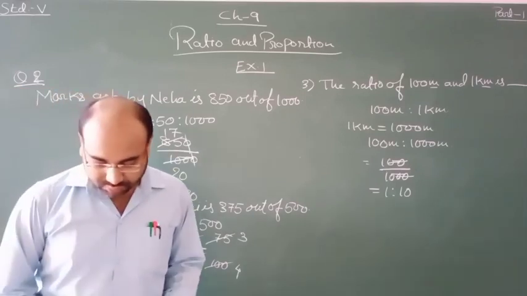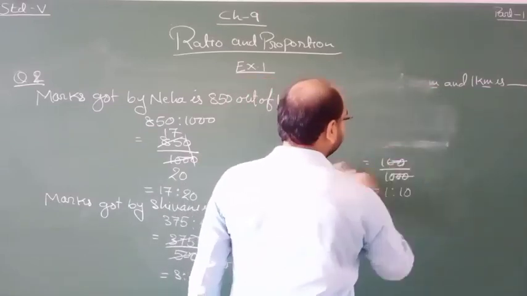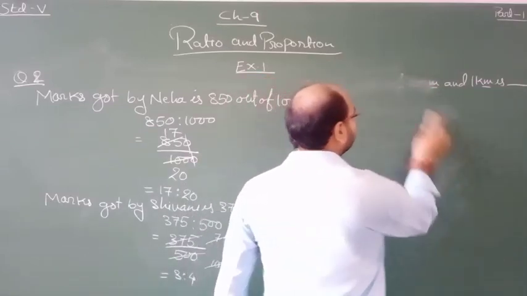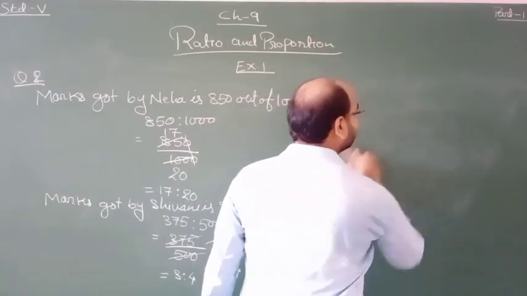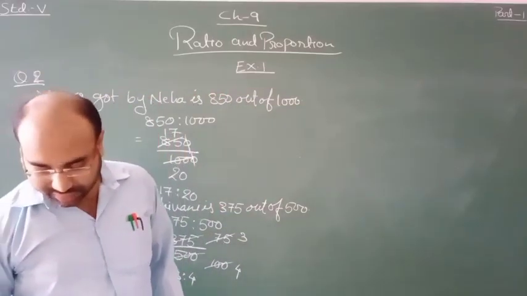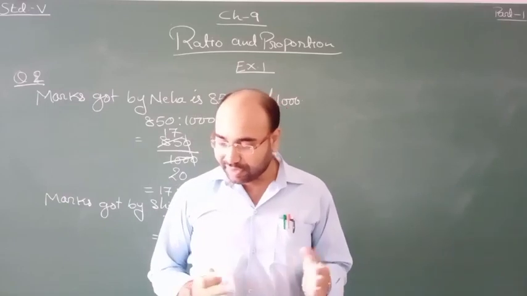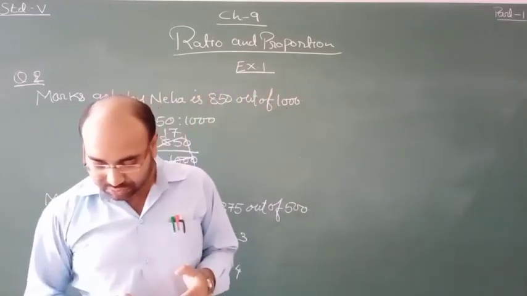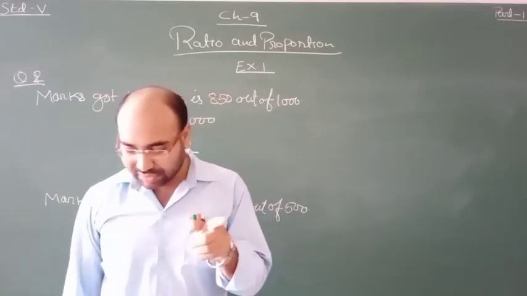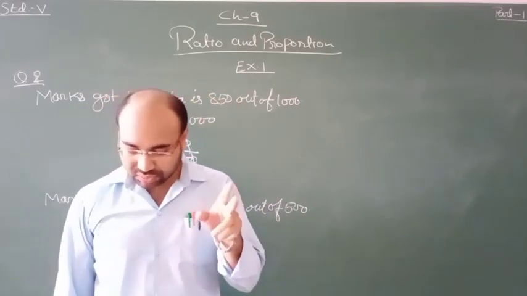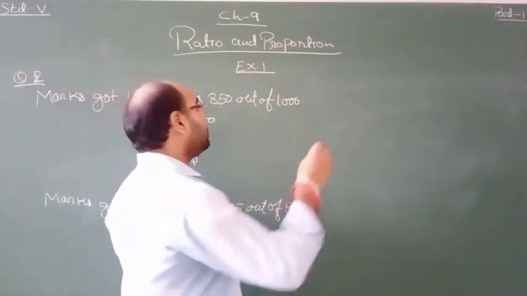Now let us move to question number 3. In question number 3, male and female teachers are being given. So based on that we have to find out the ratio. So it is given that out of 32 teachers in a school, 12 are male and the remaining are females. Find the ratio of the number. First is male to female, second is male to total number of teacher, and third is total number of teacher to female.